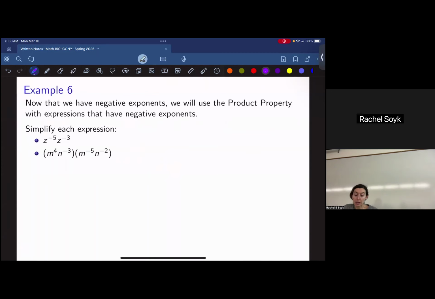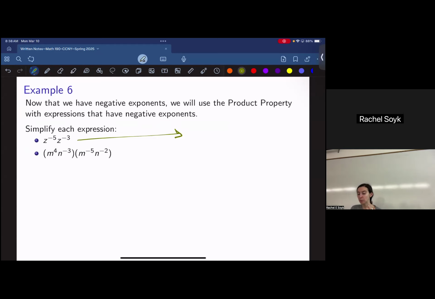So we're going to step up our game a little bit now that we have a better understanding of negative exponents. And we're going to combine some properties together. We're going to combine our knowledge of negative exponents with our knowledge of product property. So z to the -5 times z to the -3.